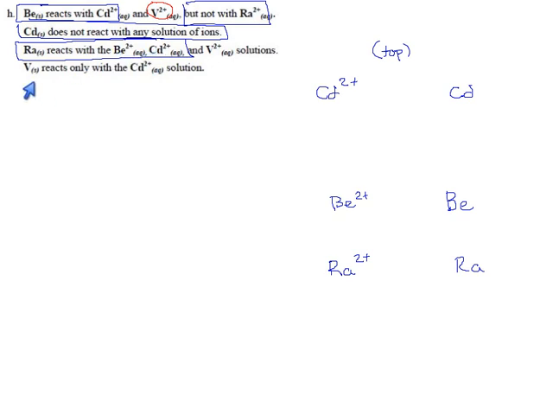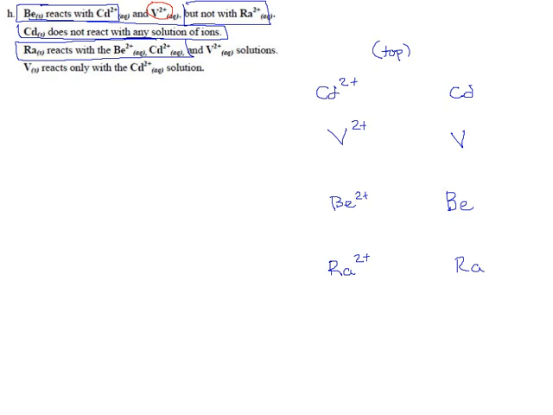And finally, vanadium only reacts with cadmium. In other words, cadmium metal goes downhill to vanadium, but nobody else does. Okay, that's interesting. That means vanadium must go here. And vanadium to go like that. Okay, so that's my call for the list.